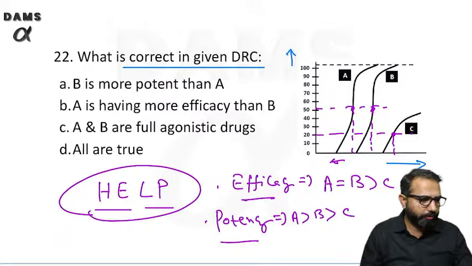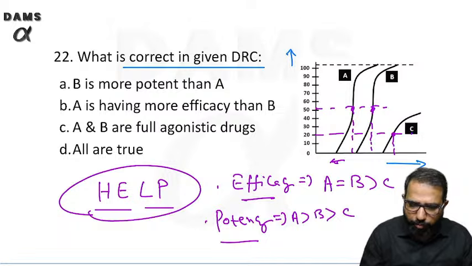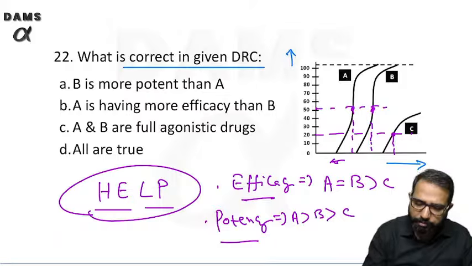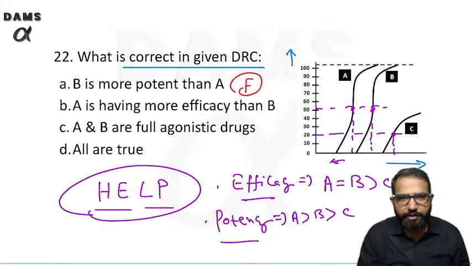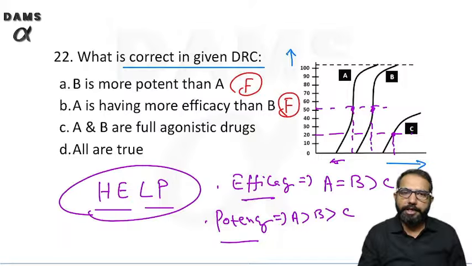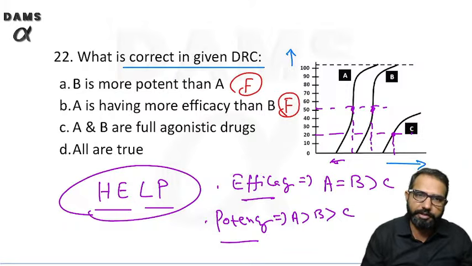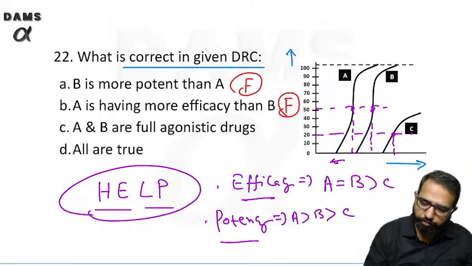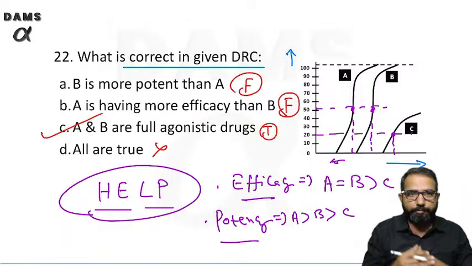So you can comment in the answer. Yes. B is more potent than drug A. Is this true? You can see that is false. A is having more efficacy than B. You can see they are having equal efficacy. A and B are full agonists. That's why they have the maximum 100% efficacy. You can see 100% maximum response. That is true. All are true? No. So that is option C. That means they are full agonists.